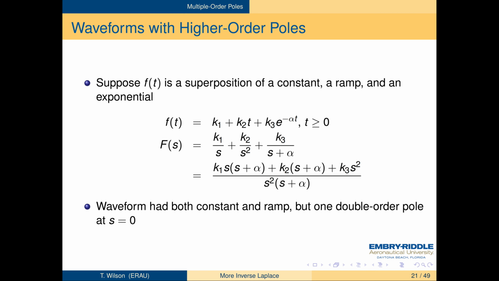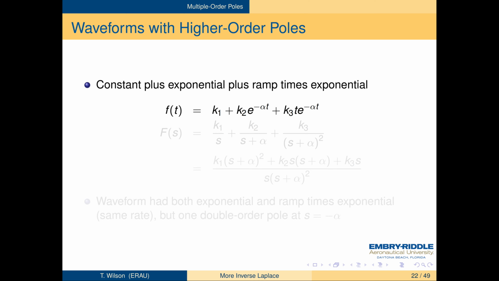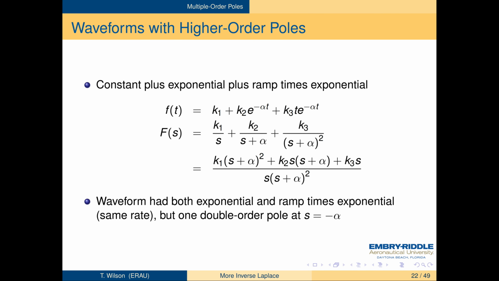If we were to go back to the individual terms, we would have to be sure to include all powers of 1 over s. Let's also look at the sum of a constant, an exponential, and a ramped exponential at the same rate. Again, we transform each term individually, and we see the pole at the origin, the single pole at s equals minus alpha, and the double pole at s equals minus alpha. But when we put these all over a common denominator into factored form, we only see the pole at the origin and the double pole at s equals minus alpha. If we were to go back to the individual terms, we'd have to include all powers of 1 over s plus alpha.